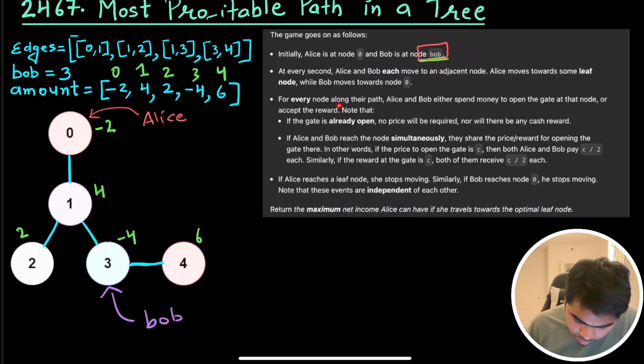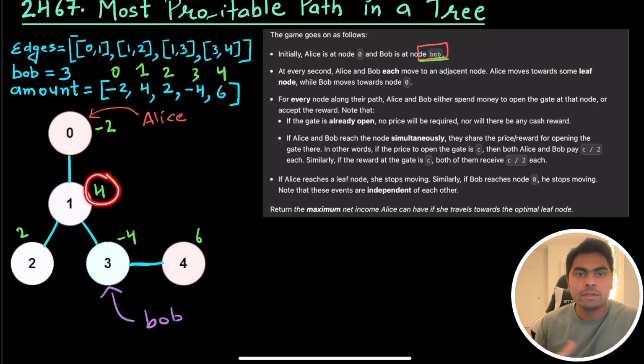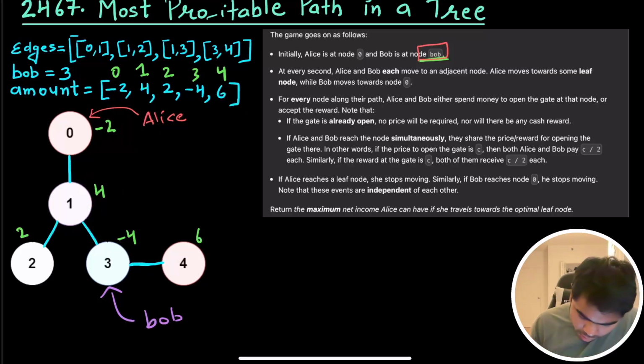Now for every node along their path, Alice and Bob either spend money to open the gate at the node, or accept the reward. These negative values are the cost they pay, and positive values are the reward they get. If the gate is already open, no price will be required.